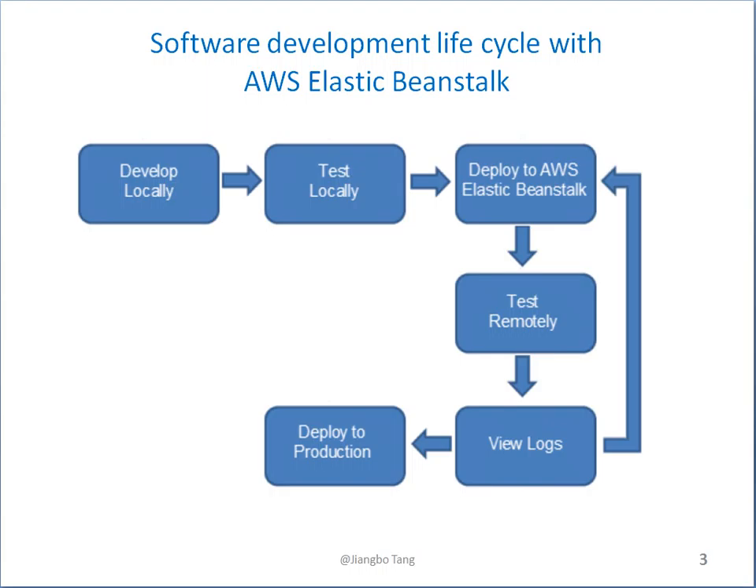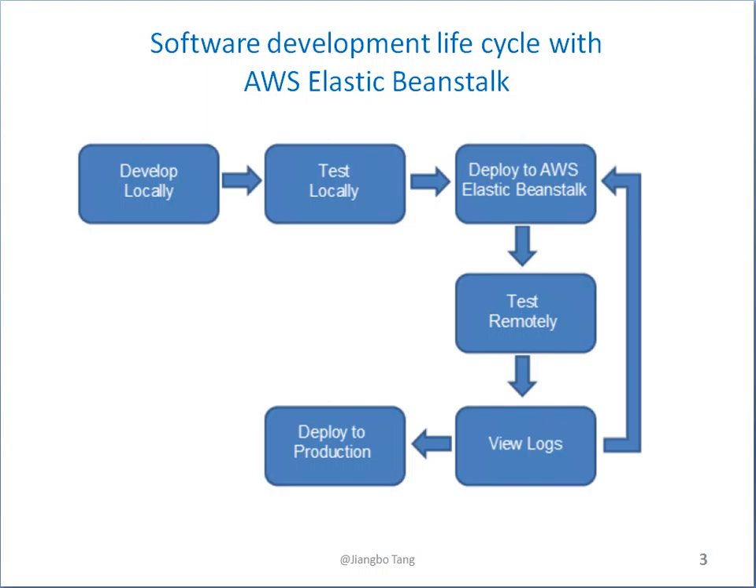This figure shows a basic software development life cycle with AWS Elastic Beanstalk integrated. Basically, you start by developing your application locally and testing it locally, and then you deploy the application to AWS Elastic Beanstalk. Then you test it remotely, and you view your log if there's anything wrong, or just make sure everything is correct. Then you deploy to production.